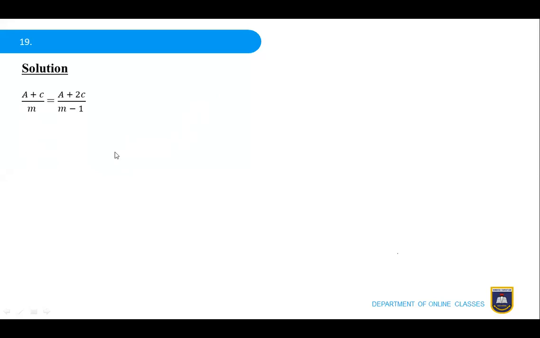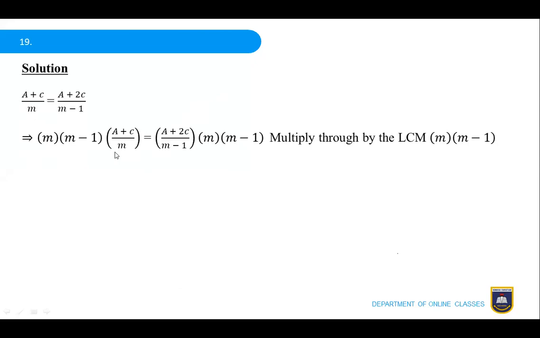Now we multiply each of the fractions there by the LCM, which is M multiplying M minus 1. So the first part will give us M times M minus 1 multiplying the first fraction there, which is A plus C all over M, equal to the right side, which is also A plus 2C over M minus 1 all times M minus 1. Now we can simplify.